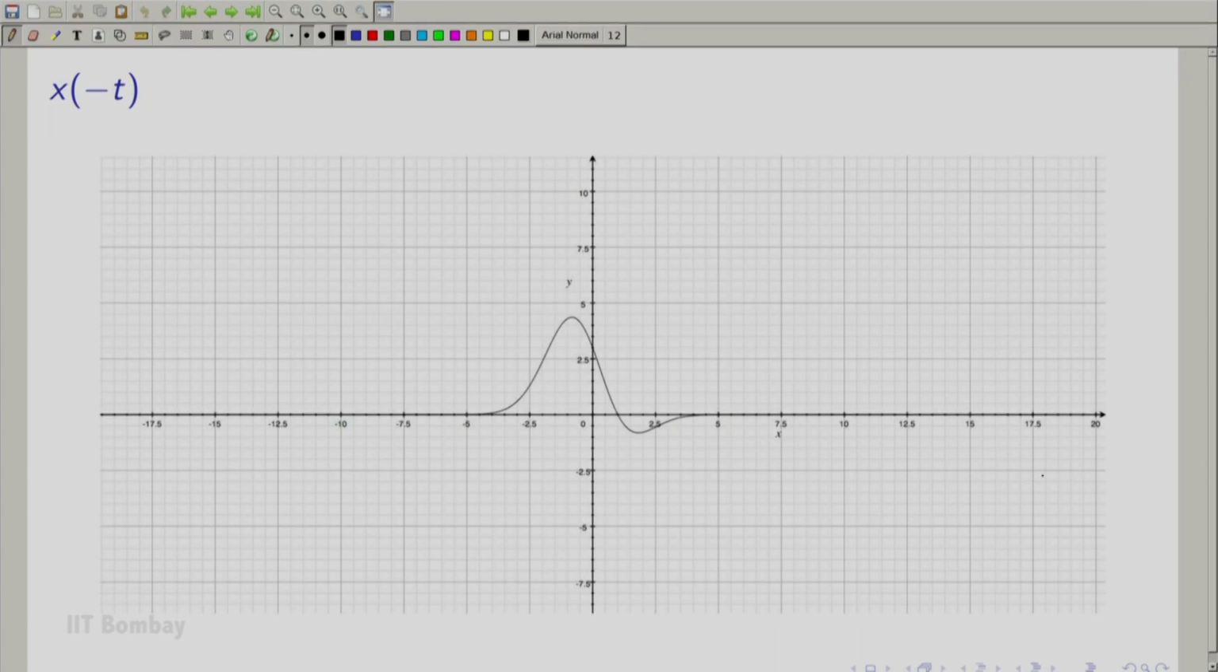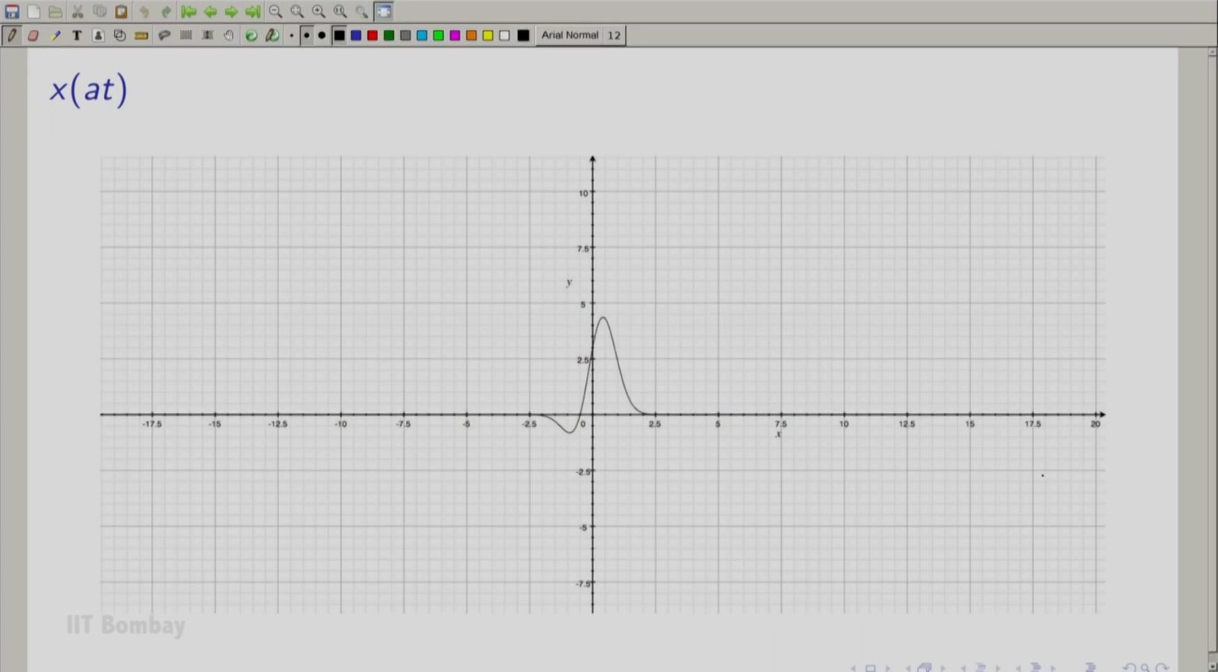So now we move to x(minus t). As you can see, the plot has just flipped around the y axis. I'll just show you the previous plot again for reference. So this is how x(minus t) looks. Here we have multiplied the independent variable, which is t, by minus 1 and plotted the function.